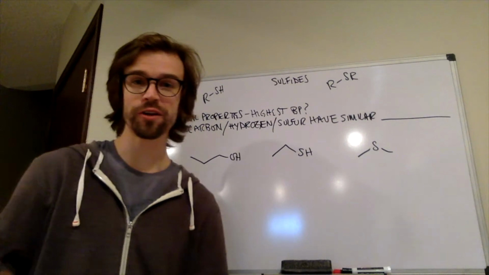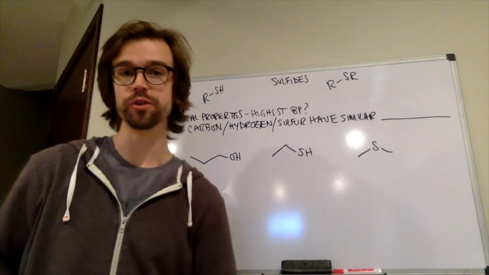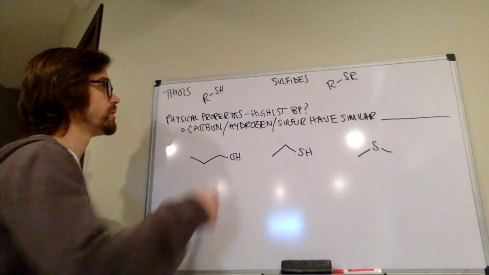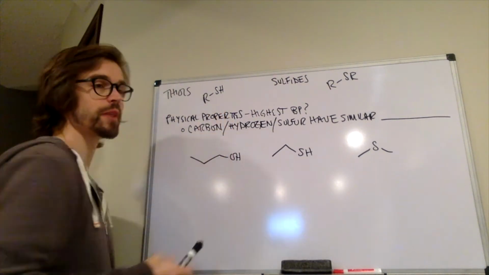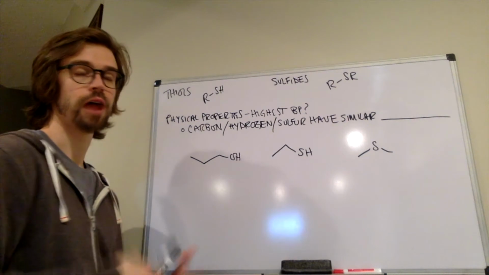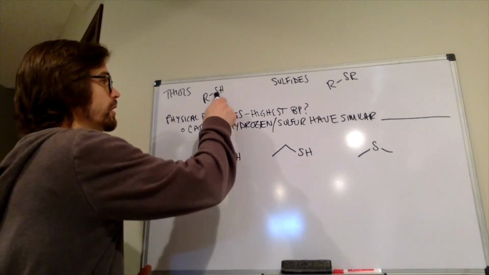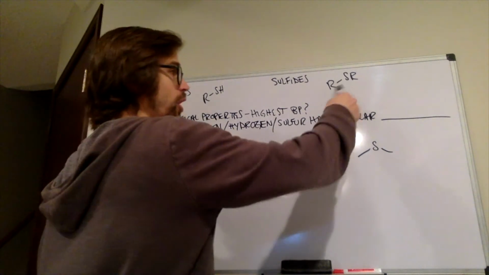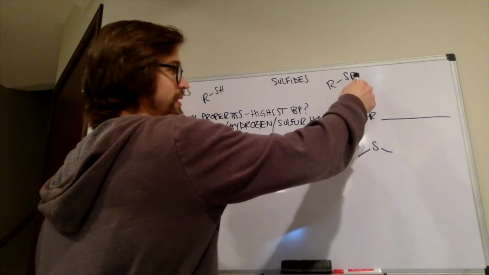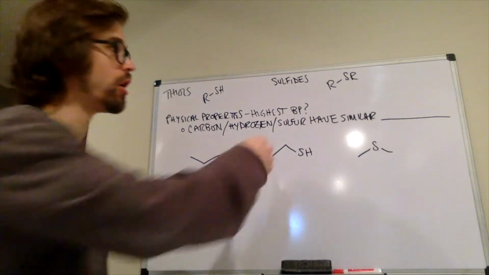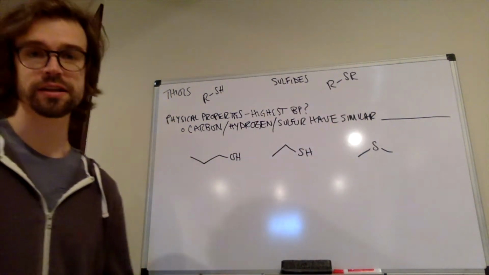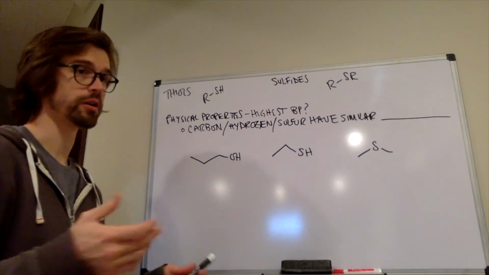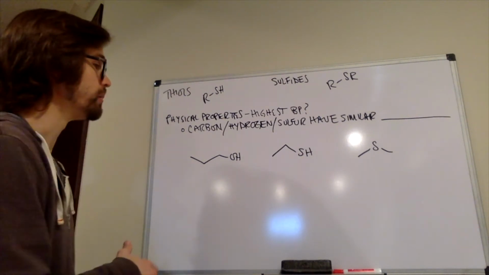Right, so we've talked about alcohols, we've talked about ethers. Now we're going to move on to thiols and sulfides. Thiols are hydrocarbons that have an SH functional group on them, and sulfides have a carbon chain attached to a sulfur that is attached to another carbon chain, so RSRs. The first thing we're going to talk about is just the physical properties of thiols and sulfides.